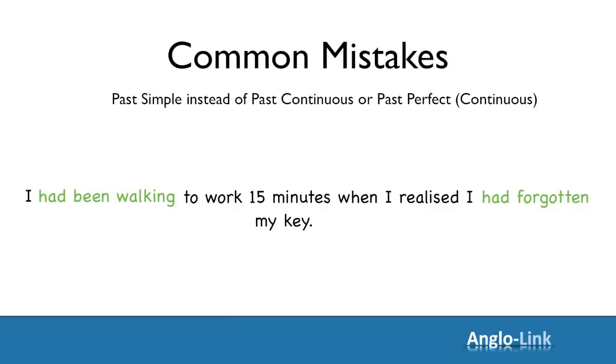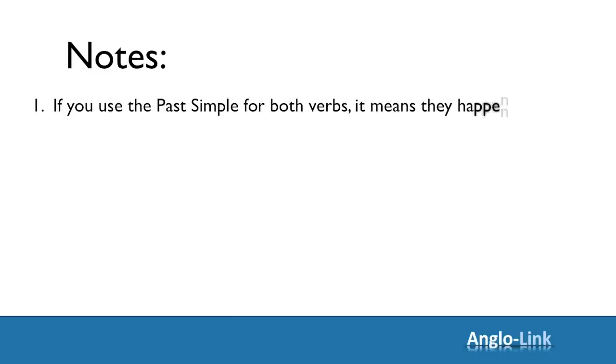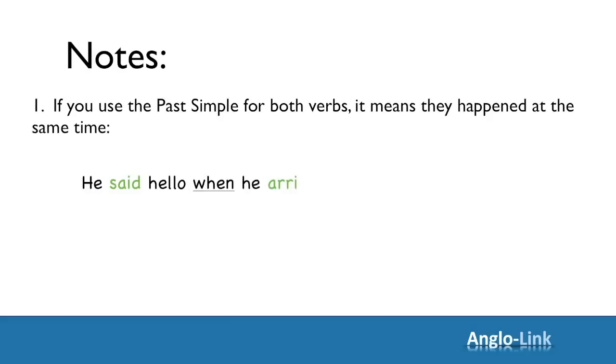Right then, just a couple of notes of some situations where you might see past simple tense used twice in the same sentence. If you use the past simple tense for both verbs in a sentence, it means that the two actions happened at the same time. Have a look at this example. He said hello when he arrived. The two actions happened at the same time, and they were the same length. Two quick actions. Another example. I gave it to her when I saw her.